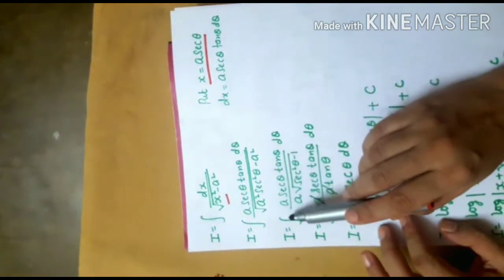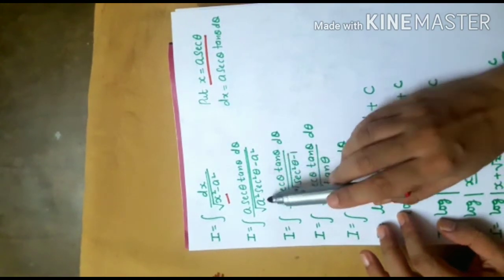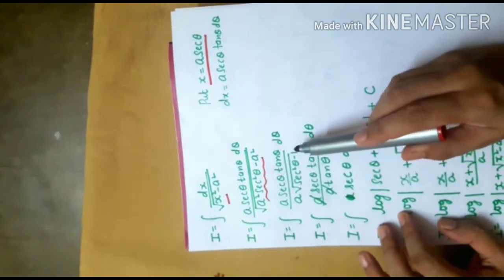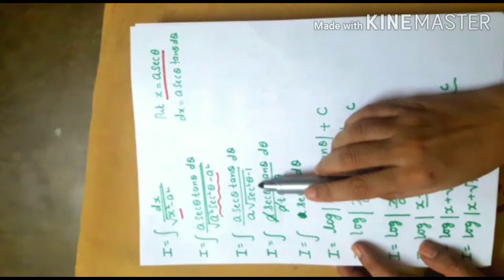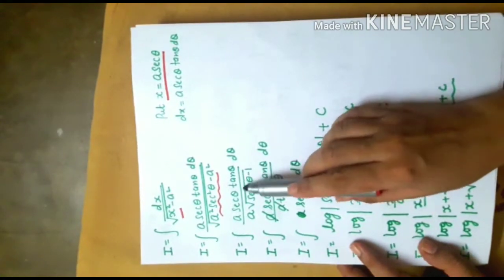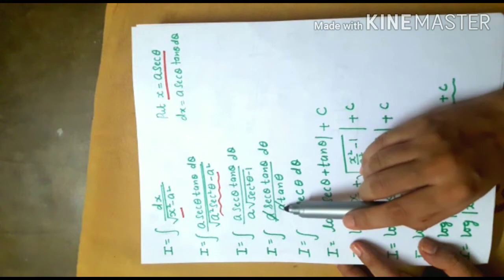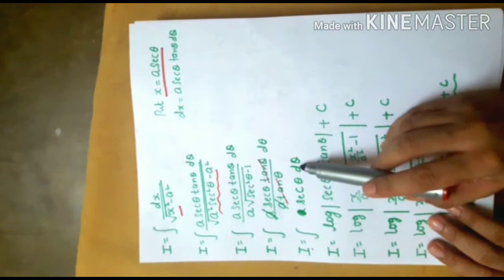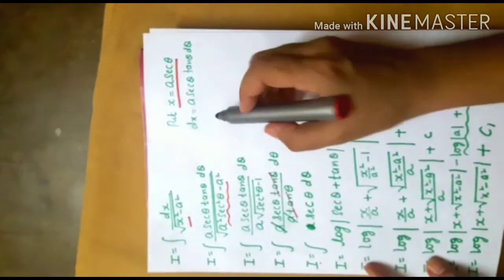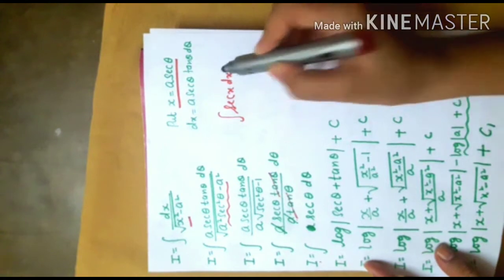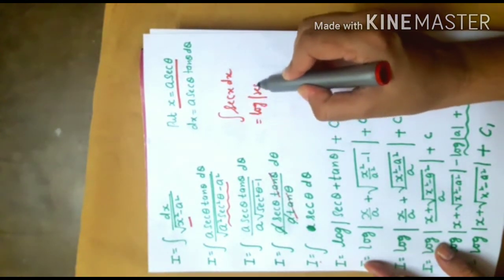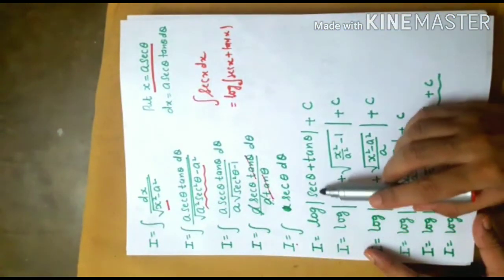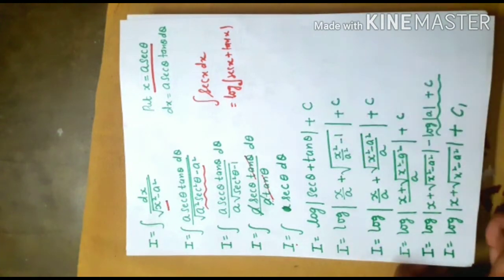This is a secant theta tan theta. On simplifying this, I'll get a into square root of secant square theta minus 1. What is secant square theta minus 1? It is tan square theta. So here I'll get tan theta. This will get cancelled out. This will get cancelled out. So I'll get integral secant theta d theta. Yes, we know that integral secant x dx is log secant x plus tan x. So here I'll get log secant theta plus tan theta plus c.